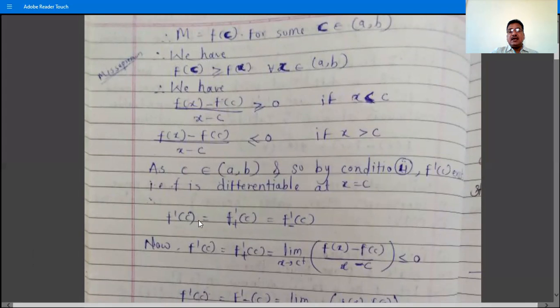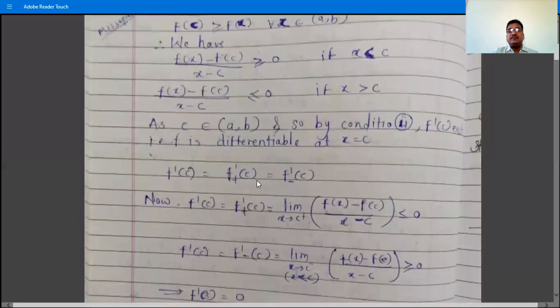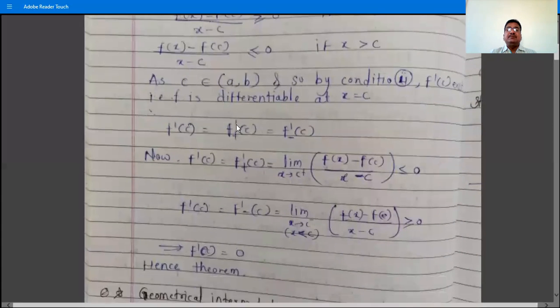And so f dash c exists means f dash c is equal to f dash c plus is equal to f dash c minus. When we say the function is differentiable at x equal to c, the right hand derivative is equal to the left hand derivative, which is equal to the derivative of the function. So as the function f is differentiable at x equal to c, f dash c exists, and therefore f dash c is equal to f dash c plus is equal to f dash c minus. So if the right hand derivative and left hand derivative are the same, then we say the function is differentiable at that point, and its value is f dash c.